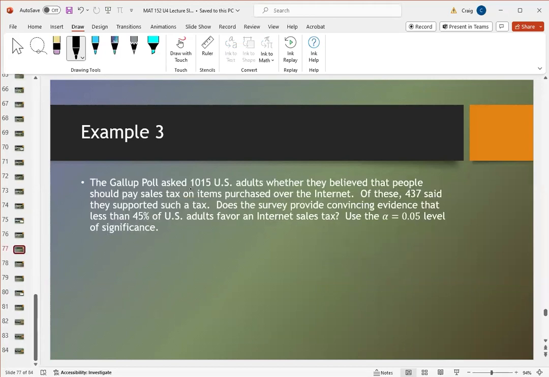A Gallup poll asked 1,115 U.S. adults whether they believe that people should pay sales tax on items purchased over the internet. 437 of them said they supported a tax. Does the survey provide convincing evidence that less than 45% of U.S. adults favor an internet sales tax?